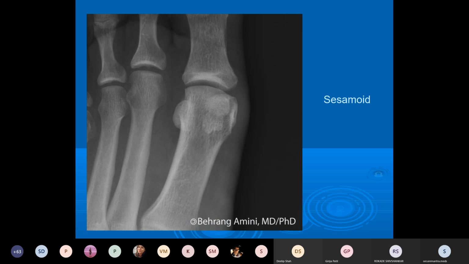So there is a bony structure or radio-opaque structure seen at this level. It is called a sesamoid bone.